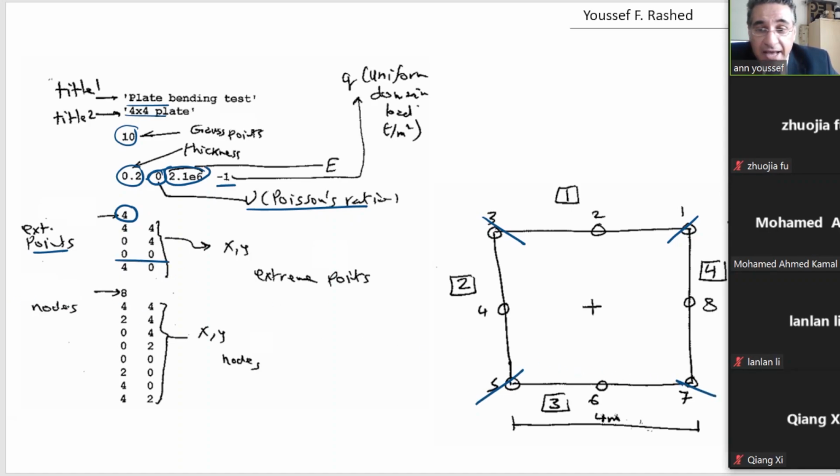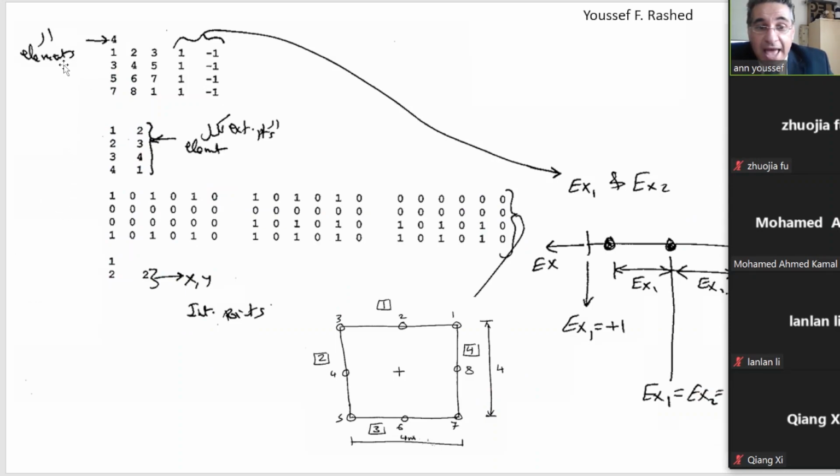And here is the x and y for the nodes. I have 8 nodes. This is x and y for the first node, the second node, and so on. Okay? Then we will have 4 elements. For the first element we have 1, 2, 3, the first node, second node, the third node. The second one we have 3, 4, 5. That means we have continuous elements.